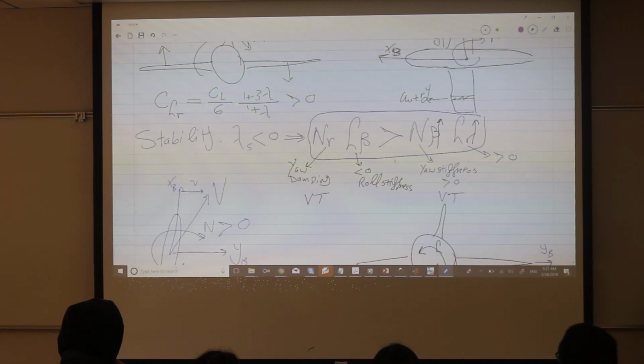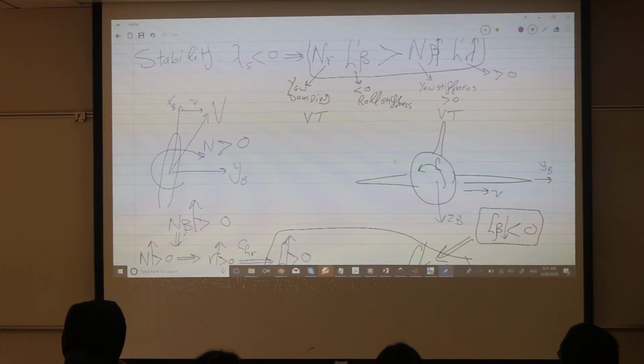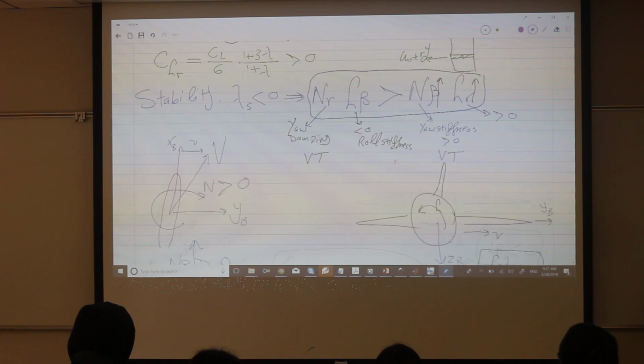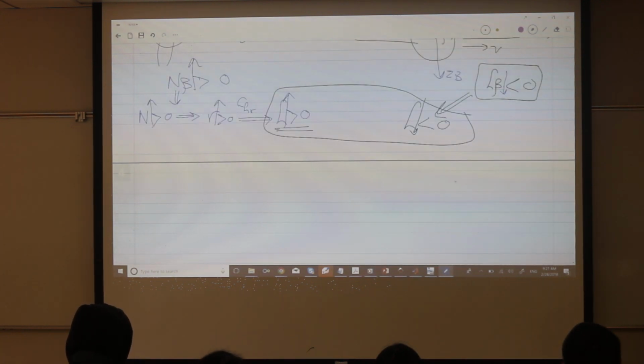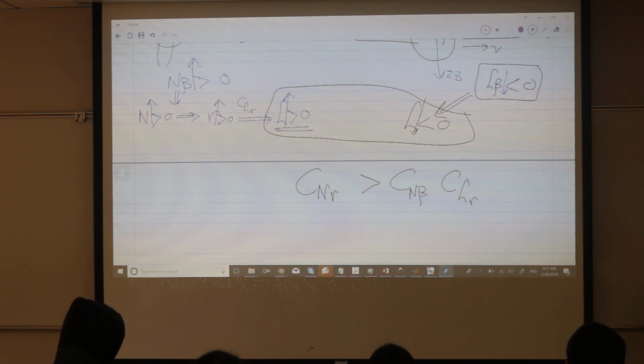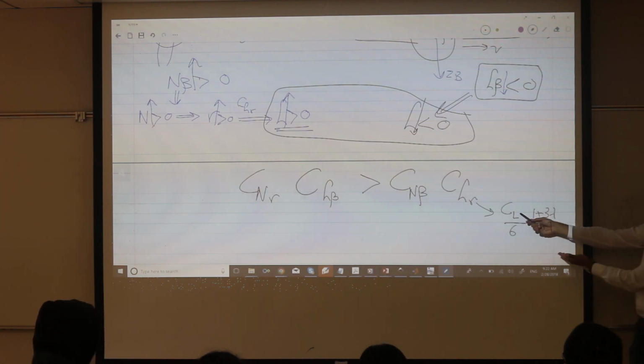So what is the solution? Just one minute. What's the solution? I have here CLR and CN beta. This should be less than CNR. What's the solution? I need the left-hand side to be larger than the right-hand side. How can I do it? This is inevitable. This is dictated upon me. I have no control over it. It's the lift coefficient of the airplane. I cannot change it. It's an operating condition.